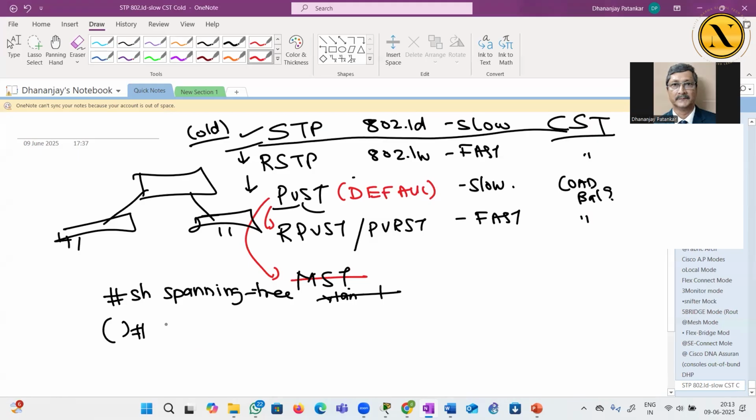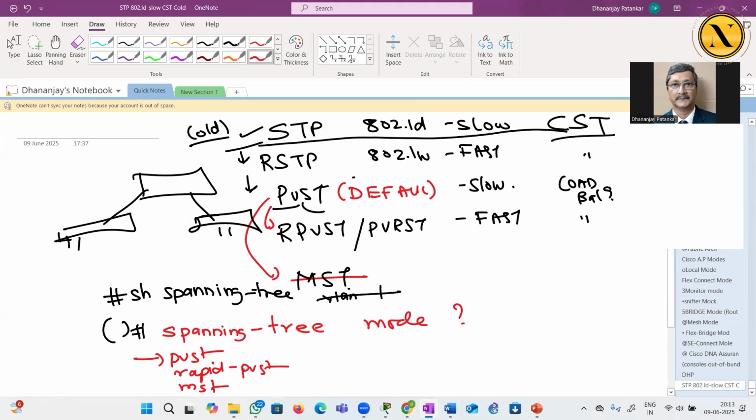How do you change the configuration? Go to the global mode and type spanning-tree mode, and then a question mark. One choice you'll get is PVST, another is rapid PVST, and the third choice you'll get is MST.